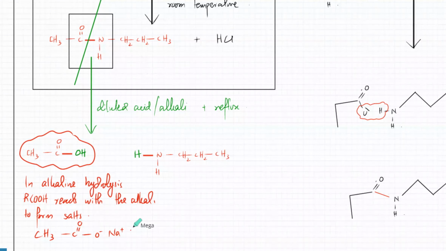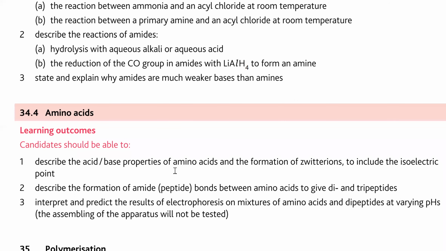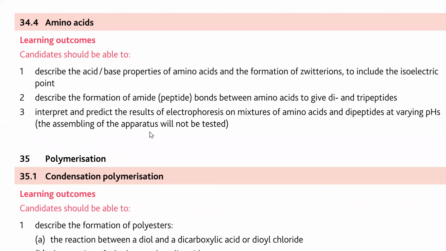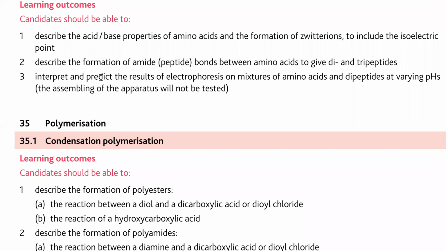So for the next one, you've got what's remaining. Hydrolysis with alkali and acids, that's done. We did the acid-base properties previously. We did this one now. Describe the formation of amides, tripeptides.